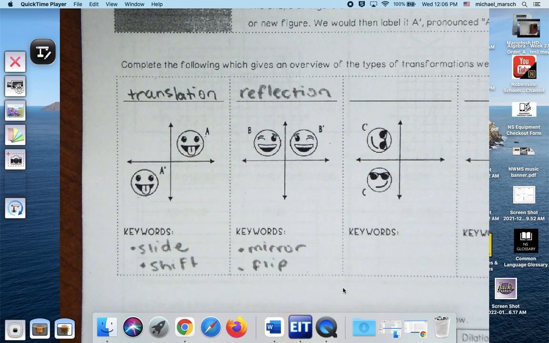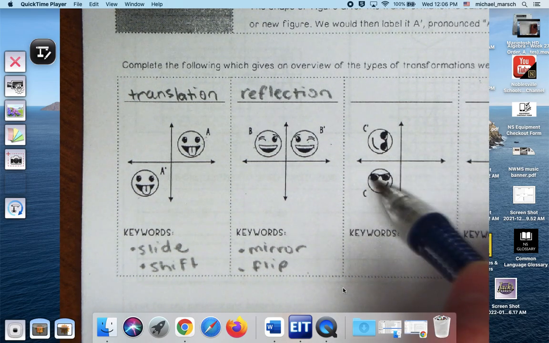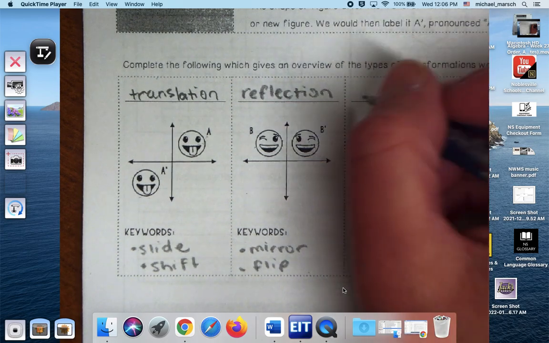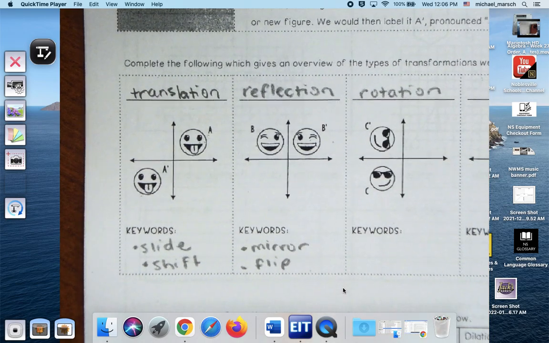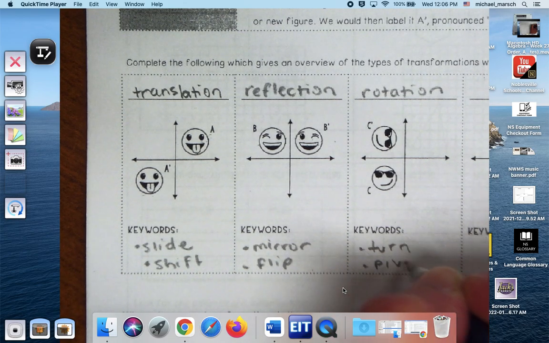This next one, you can tell that it rotated because the sunglasses are now in the opposite orientation. They're no longer vertical, they're horizontal. This is a rotation. You might use the word turn or pivot.